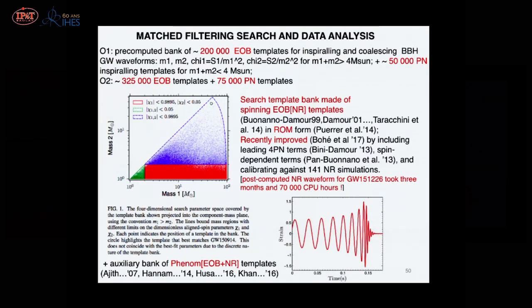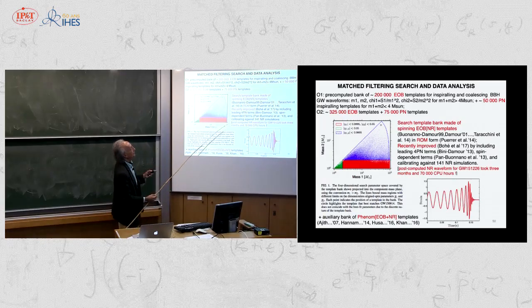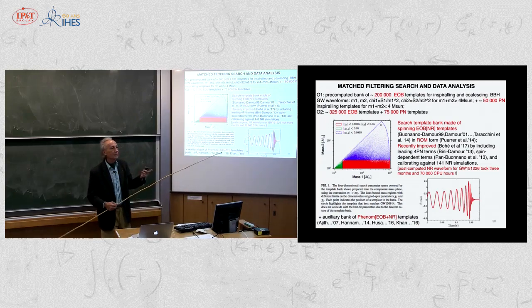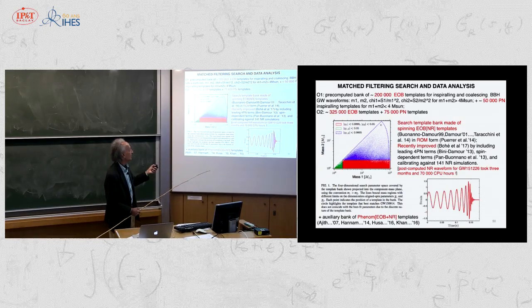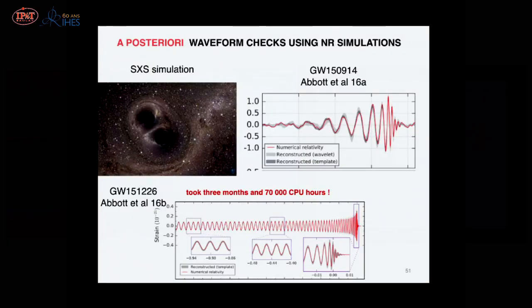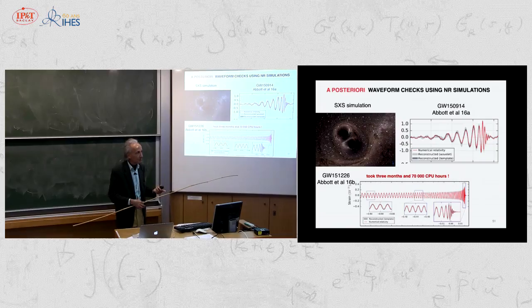Yes, so 250,000 templates were computed, 50,000 of them were post-Newtonian because they did not need the merger, 200,000 of them were the effective one-body, computed by the group of Alessandra Bonanno, who had left for the US at this moment. These were the ones used to filter the noisy detector's outputs.